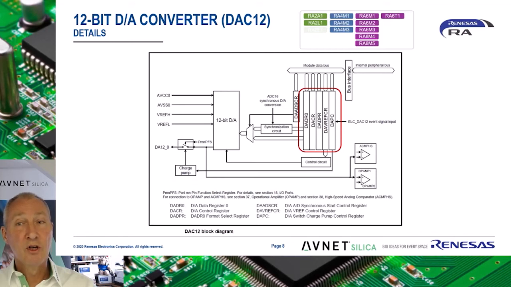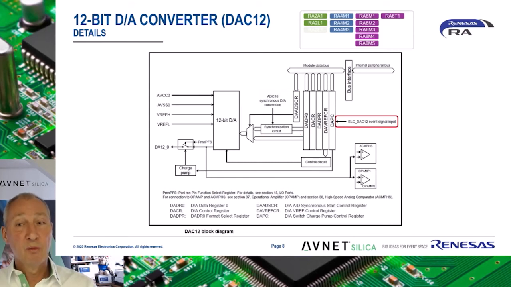The data registers associated with the DAC are shown. DADR0 contains the value to be converted, while DACR, DADPR, DAVREFCR, and DAPC are configuration registers. The synchronization circuit reduces interference between DAC and ADC conversion circuits. DAC converted data update timing is controlled by the synchronous DA conversion enable input signal from the ADC, which reduces the effect of DAC12 inrush current on ADC conversion accuracy.